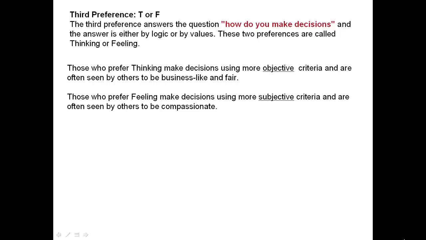The third preference is T or F. The third preference answers the question, how do you make decisions? And the answer is either by logic or by values. These two preferences are called thinking or feeling. Those who prefer thinking make decisions using more objective criteria and are often seen by others to be businesslike and fair. Those who prefer feeling make decisions using more subjective criteria and are often seen by others to be compassionate.